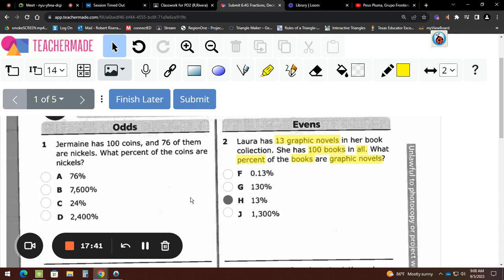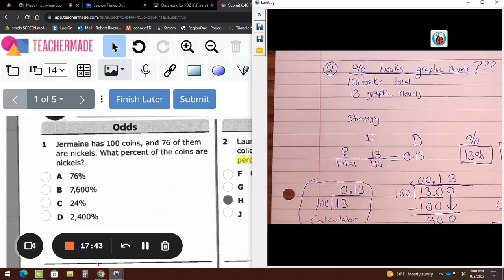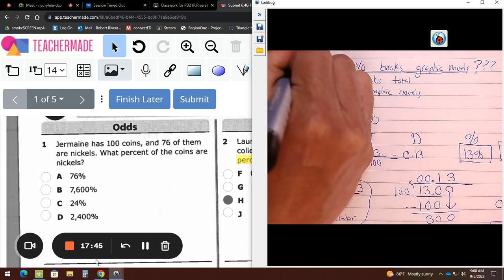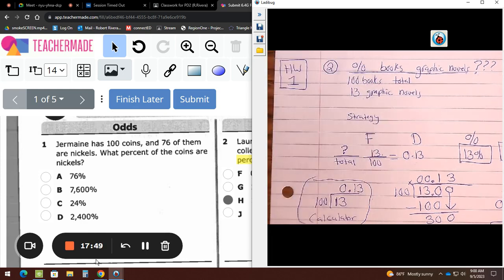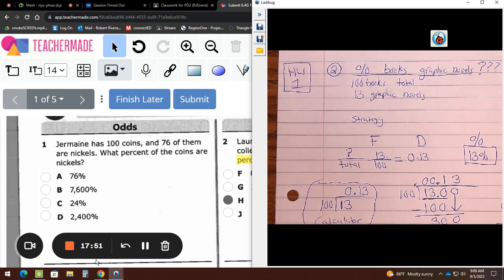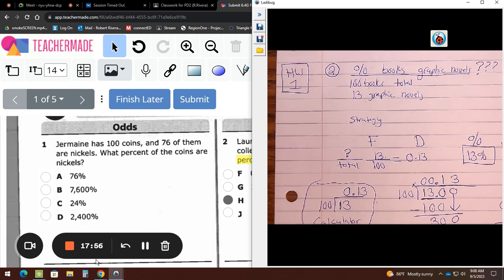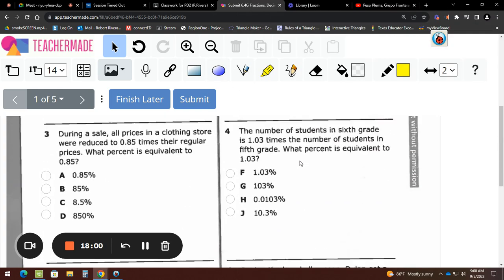Put here on your paper, put HW number 1. HW means that's for homework. You're going to go home and do it at home, probably in the back of the page or wherever you have space. Here we go.